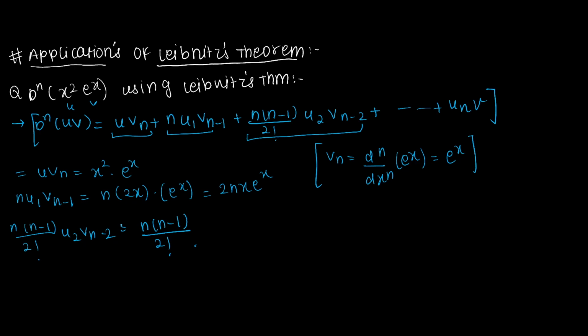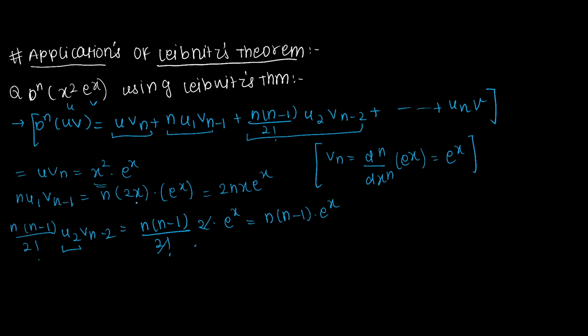u2, that is second order derivative. So I'll be getting 2 times vn minus 2, which is again e power x only. So this 2 and this 2 factorial get cancelled. I'll be getting n minus 1 times e power x. Okay. So I got the value for all the three terms.